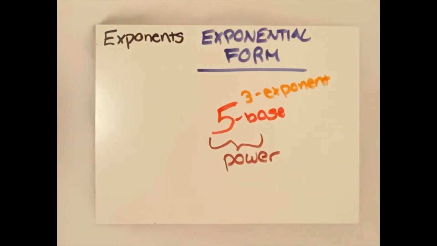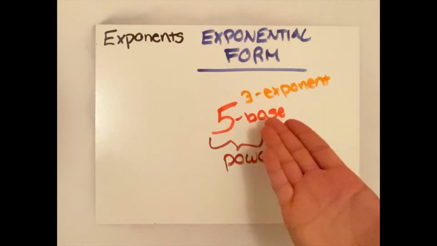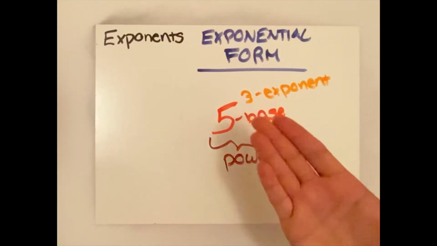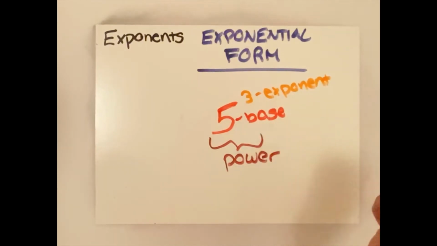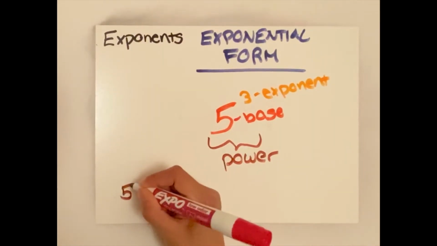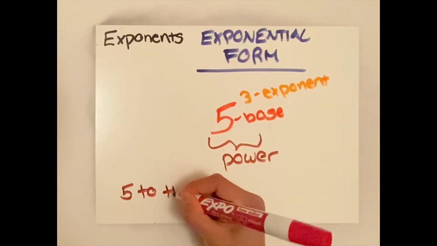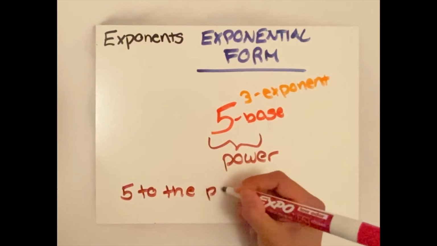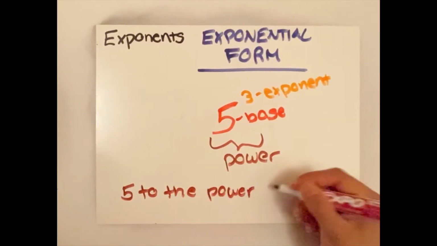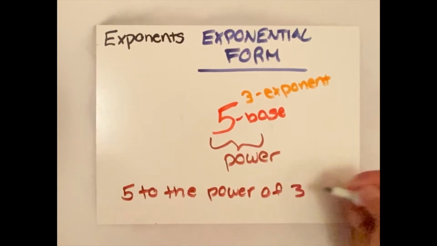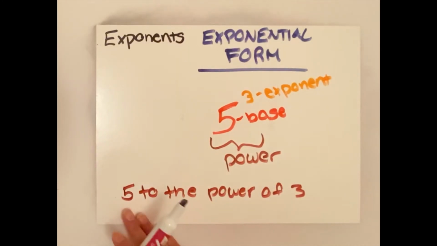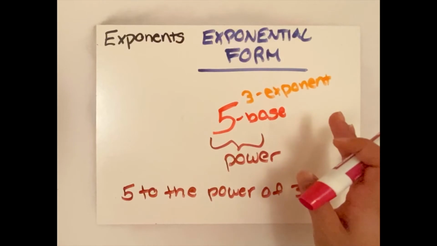So, you might be wondering how we would say this. If we were trying to read this aloud, how would we read it? It reads out as 5 to the power of 3. Basically you say whatever the base is, in this case 5, to the power of whatever the exponent is.